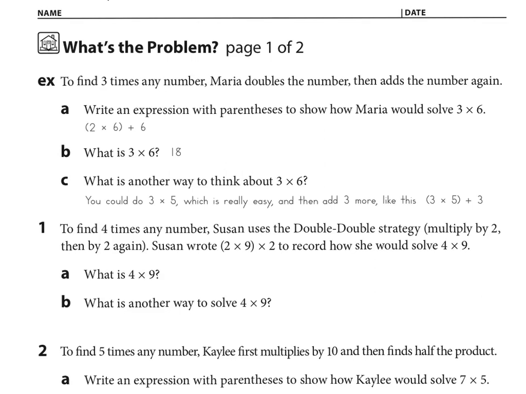Hi students, today we're going over Unit 1, Module 1, Session 2, What's the Problem? Let's go ahead and take a look at the example together. It says, to find 3 times any number, Maria doubles the number, then adds the number again.